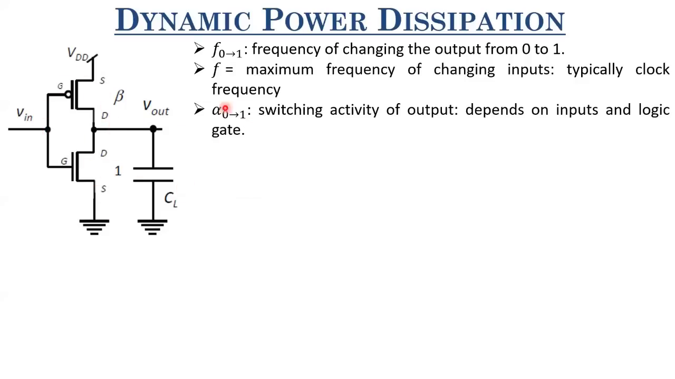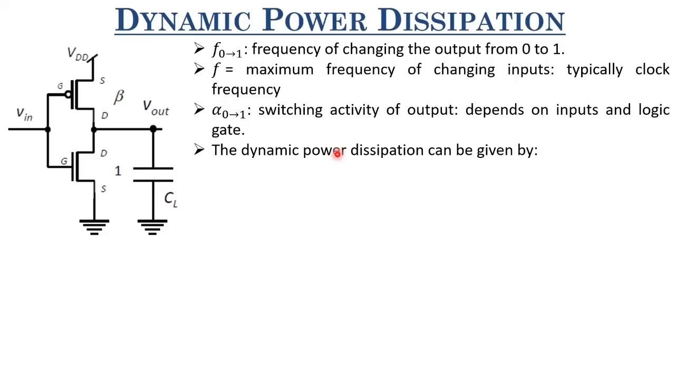So typically alpha 0 to 1, if the inputs are biased equally, like the probability of 1 at the input or 0 at the input is 0.5, then alpha 0 to 1 is P that the output is 0, that is 0.5, into the probability that the output is 1, that is 0.5. So it's 0.25 for an inverter when its inputs are unbiased. And then the frequency of changing the output from 0 to 1 for that inverter will be 0.25 times the maximum frequency or the clock frequency.